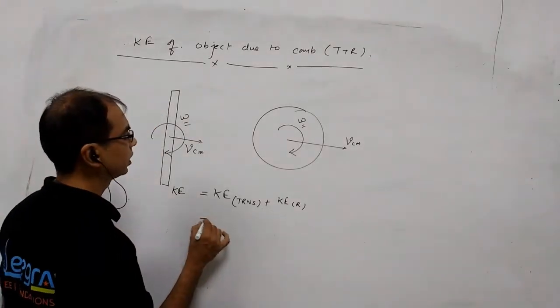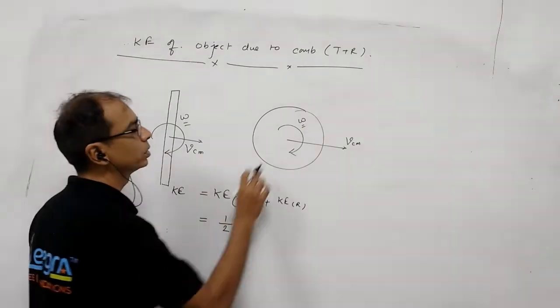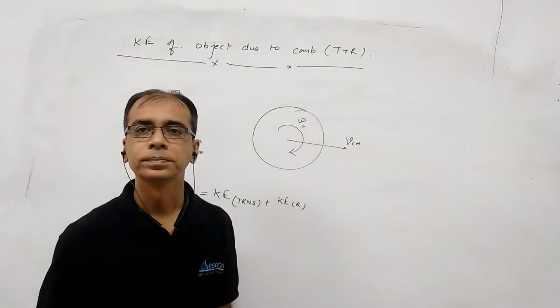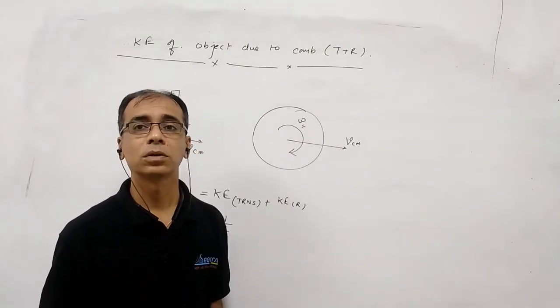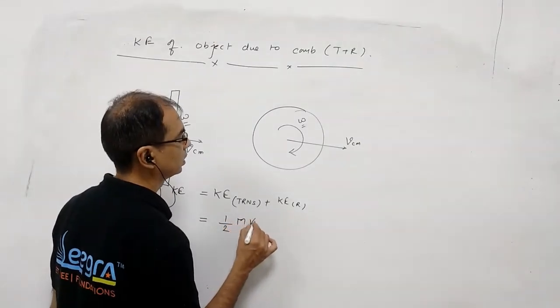So kinetic energy of translation, what do I write? When you are going to talk about translation, you are going to consider this as a particle where the entire mass is concentrated. Okay, where the entire mass is concentrated. So we are going to write half m, total mass, into VCM square.